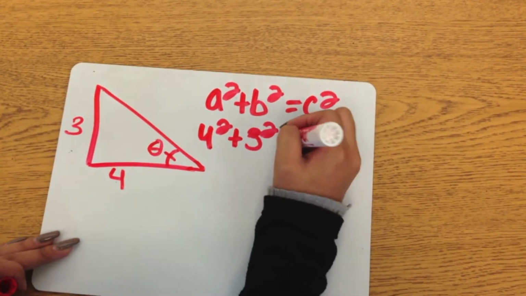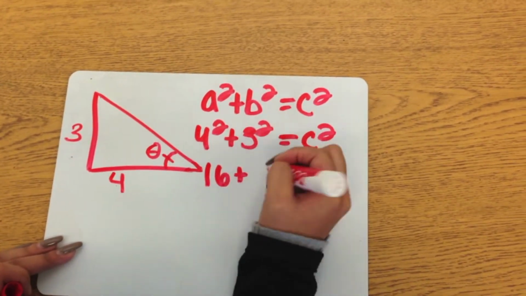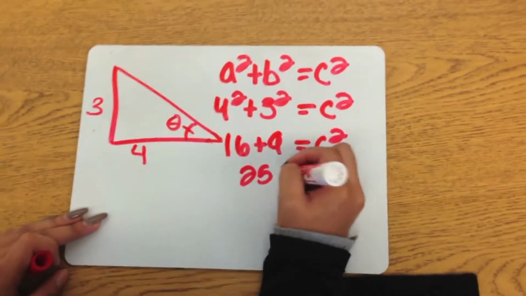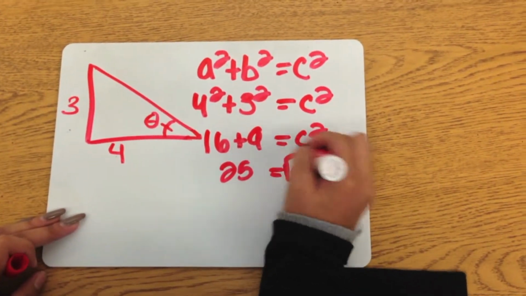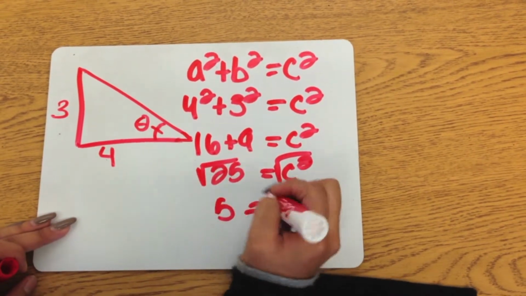You can go either way in order to find c. 4 squared is 16, and 3 squared is 9, which is 25. And you square root both sides in order to find the side, which is c, which is 5.